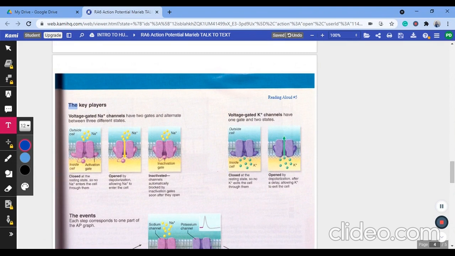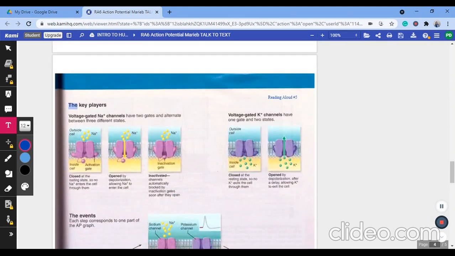So closed at the resting state. So number one, outside the cell, inside the cell, activation state. So we can see here, it's open. Wait, no, it's actually closed. So the activation gate is closed, and here, closed at the resting state, so no sodium enters the cell through them.